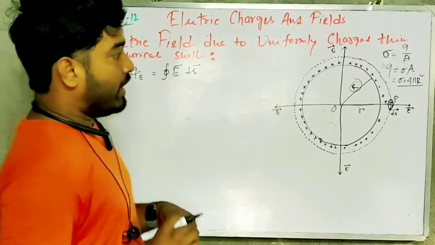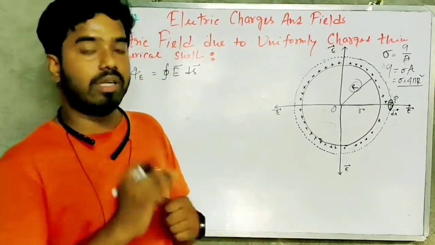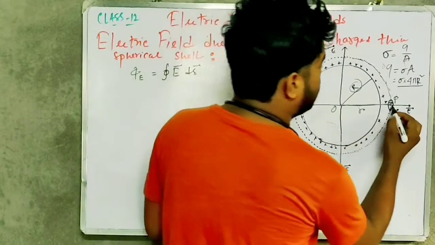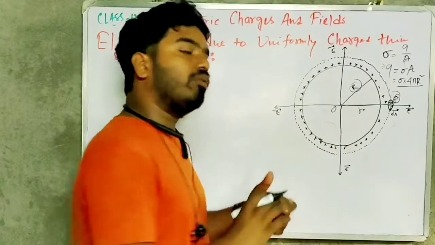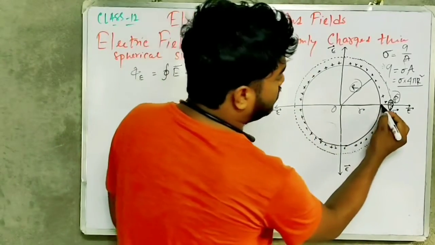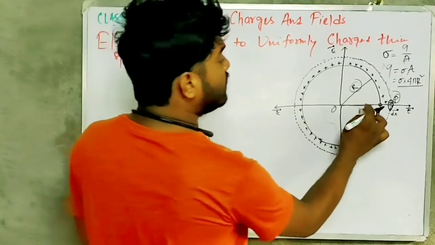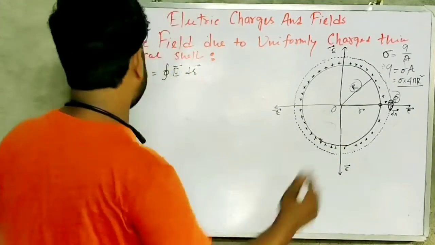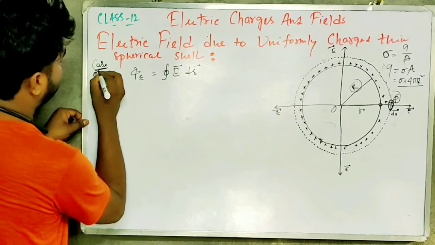Clear? Here we have to calculate the electric field in three cases. At first we have to calculate the electric field outside of this sphere, that is this point. Then we have to calculate the electric field at the surface of this sphere. Then we have to calculate the electric field inside the sphere. So first, case number 1, that is outside.